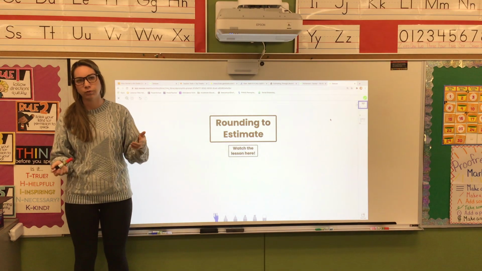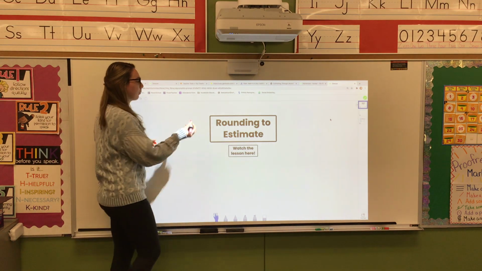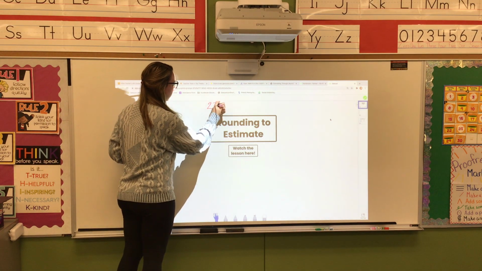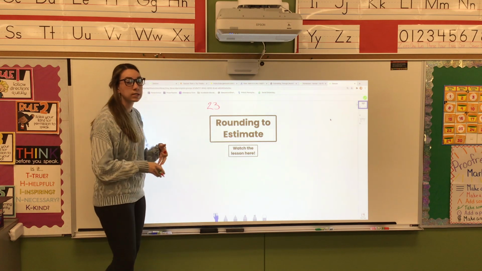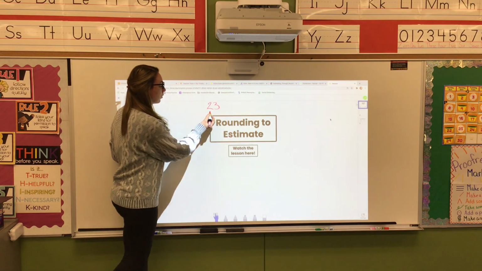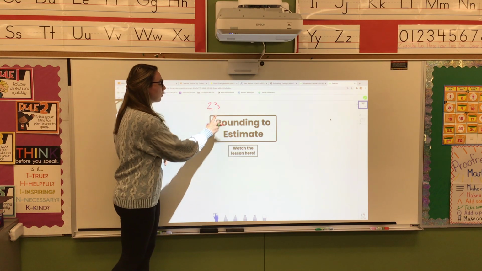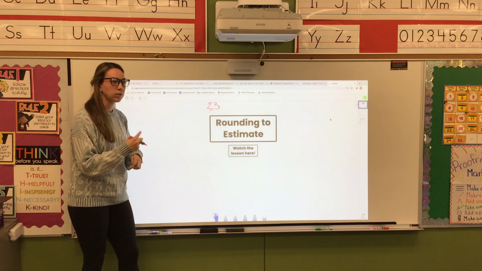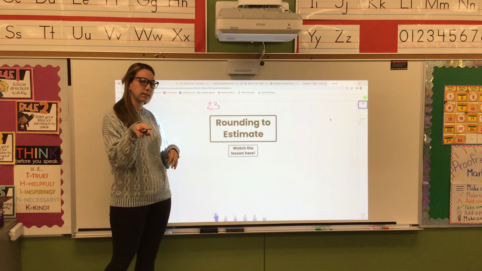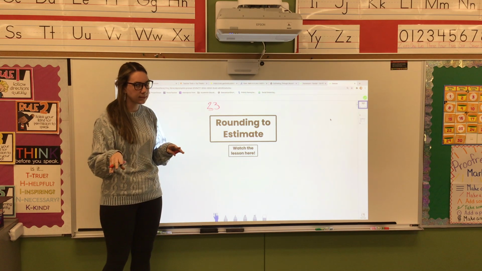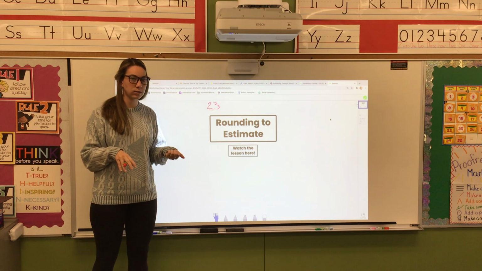So for instance, if I had the number 23 and I said round this number to the nearest 10, well, 2 is in the tens spot because it's 20. And the 3 in the 1 spot is what we look at to see if the 2 gets rounded up or if it stays the same. Remember, 4 or less, let it rest. 5 or more, let it soar.